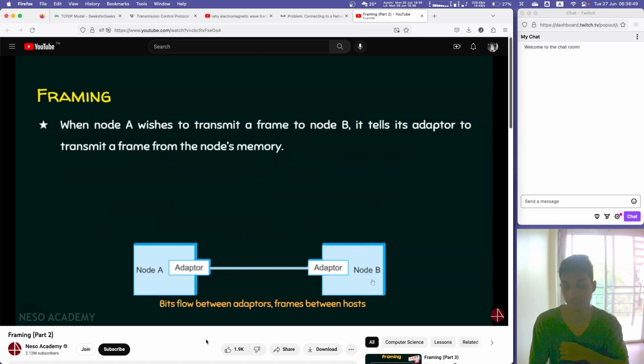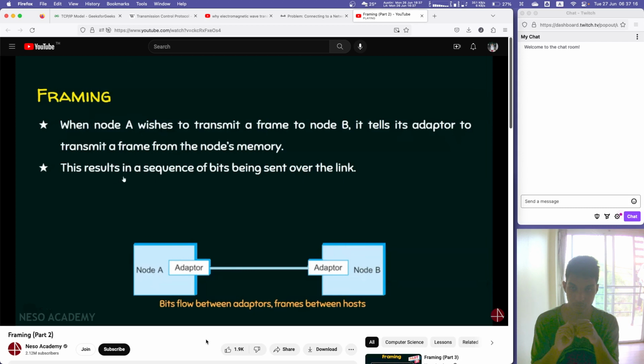Suppose when node A wants to send some data to node B, what it actually does. When node A wishes to transmit a frame to node B, it tells its adapter to transmit a frame from the node's memory. So the data that is received by the data link layer is ready and it is created as a frame, and it tells the adapter to transmit a frame from the node's memory. So this results in a sequence of bits being sent over the link.